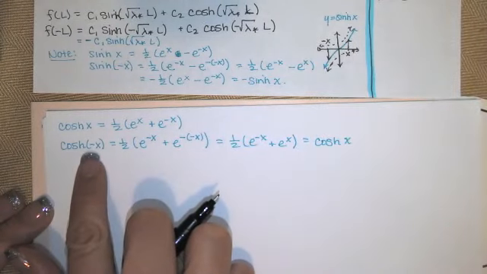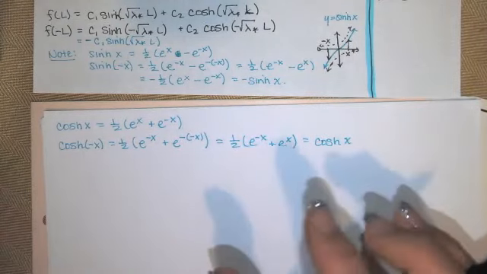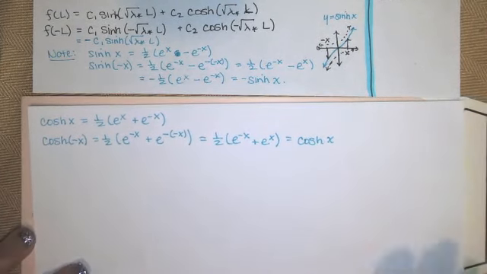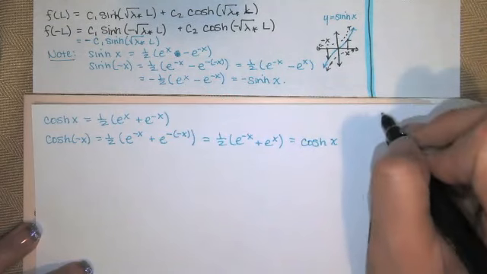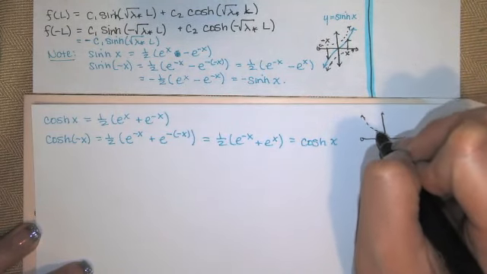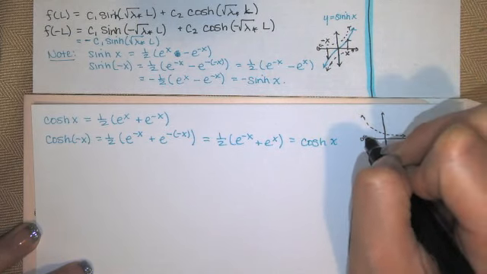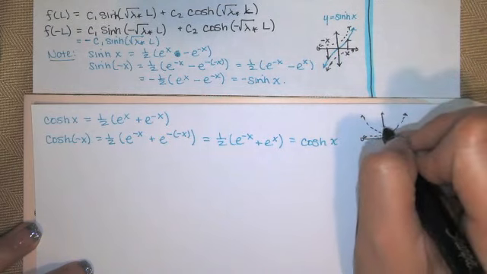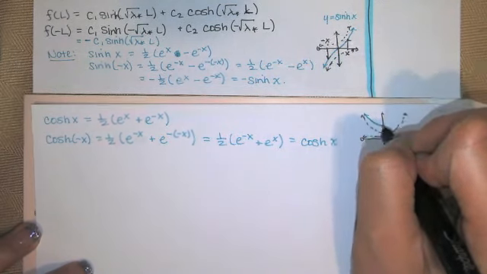So hyperbolic cosine of negative x and hyperbolic cosine of x are the same. So hyperbolic cosine is an even function. And I think if we look at the graph of that, again, it's sort of intuitively obvious. We look at what's happening geometrically. Hyperbolic cosine looks like this.